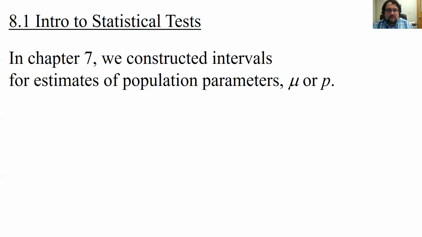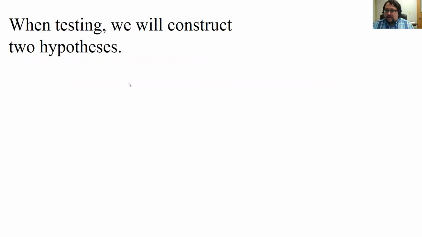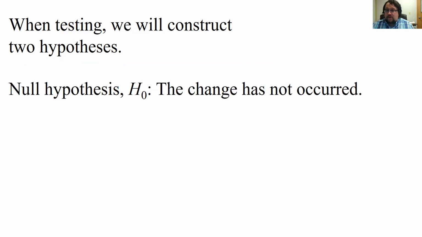All right. So we're going to see if there's been a change in that population parameter. When we're testing, we're going to create two hypotheses. The first one is what we're going to call the null hypothesis. And this is that the change we're looking at has not occurred. Now, that's a little misleading. There could be a change, but it could be in the wrong direction. But we're specifically going to be saying we want things to change in a specific way, or maybe they just change somehow.